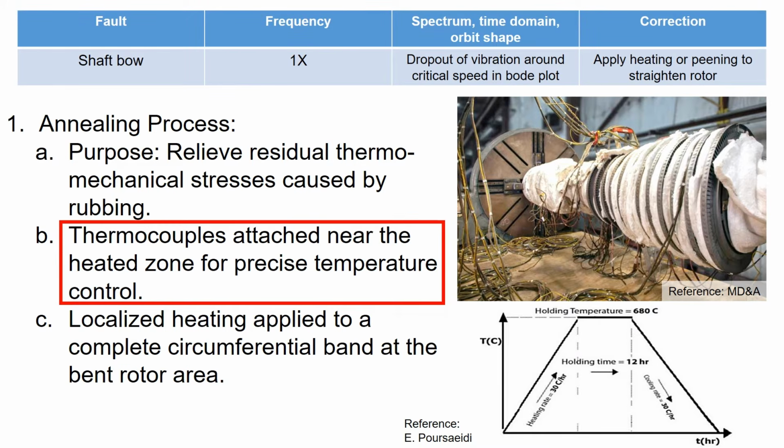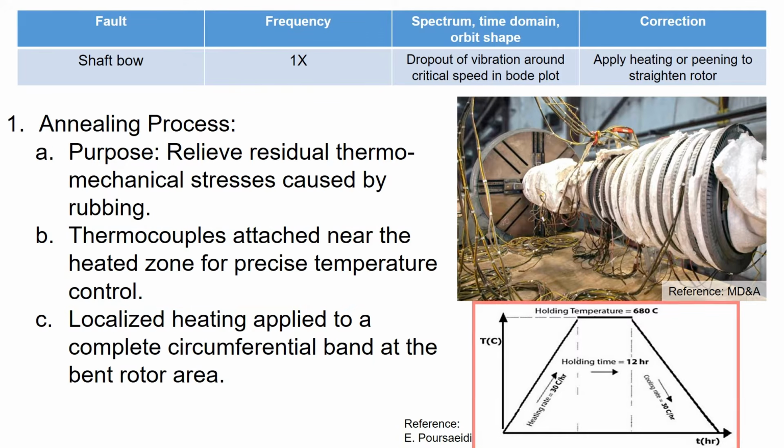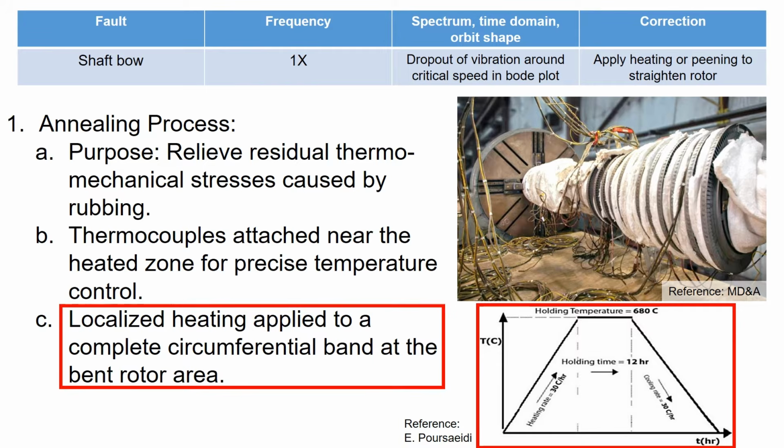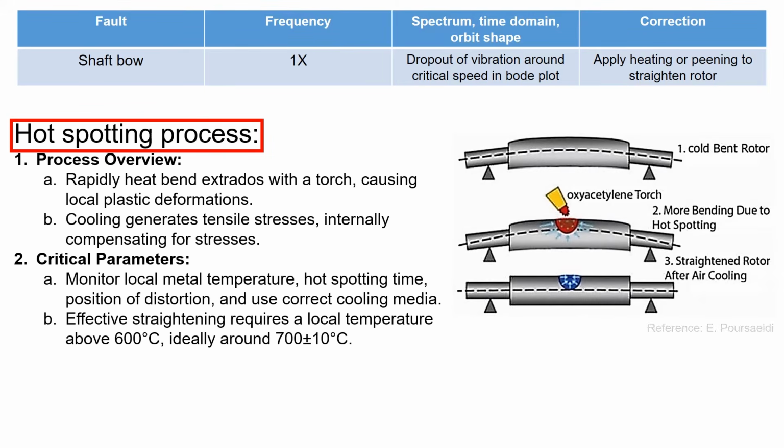During the annealing process, thermocouples are attached near the heated zone for precise temperature control. The figure on the right bottom shows how the temperature is managed during the annealing process. The localized heating is applied to a complete circumferential band at the rotor area. After completing the annealing process, runout is reassessed before proceeding to the hot spotting stage.